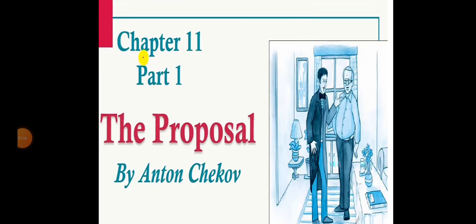Chapter 11, Part 1, The Proposal. The whole chapter has been divided into two parts, and the author of the chapter is Anton Chekhov. Initially in the textbook as well, the description of the Russian wedding has been given. So let us start with the introduction of how a Russian wedding is celebrated.